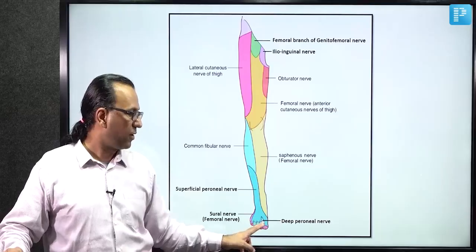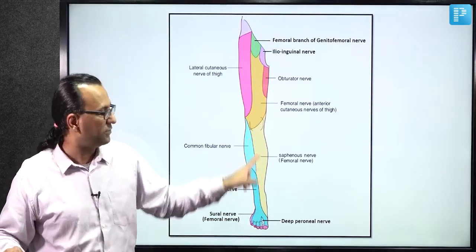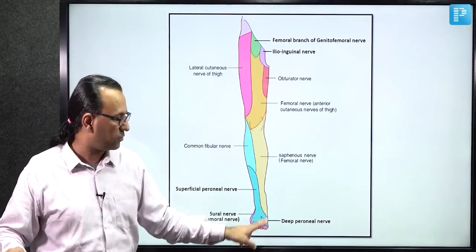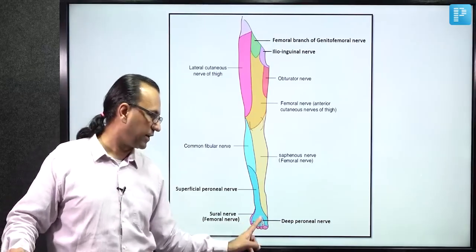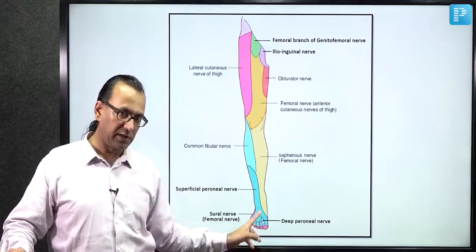dermatome. Be careful now about the medial aspect because saphenous nerve will never reach the great toe. So great toe medial aspect is supplied by superficial peroneal nerve there, whereas the lateral aspect of the great toe will be supplied by deep peroneal nerve.